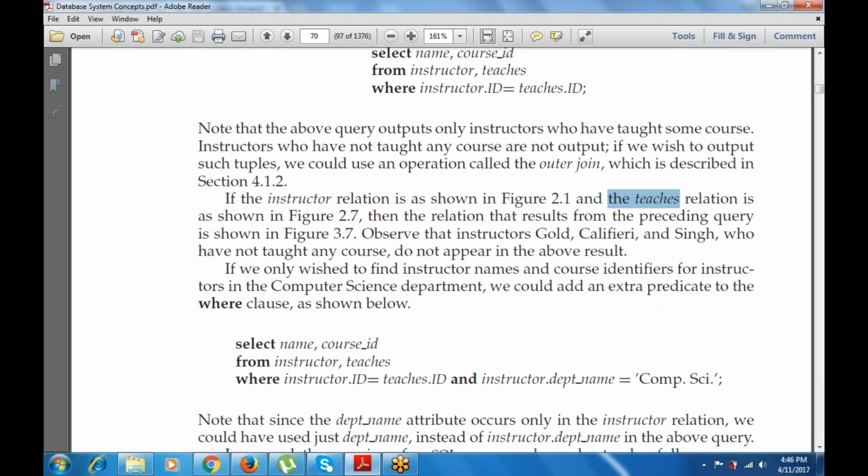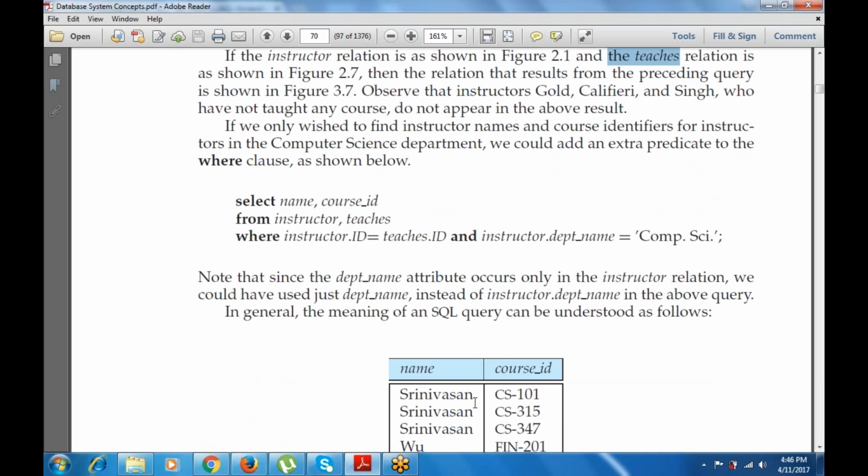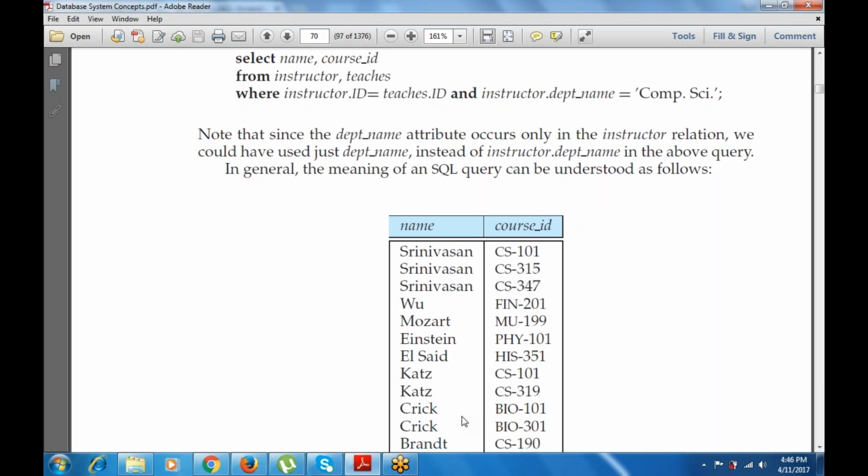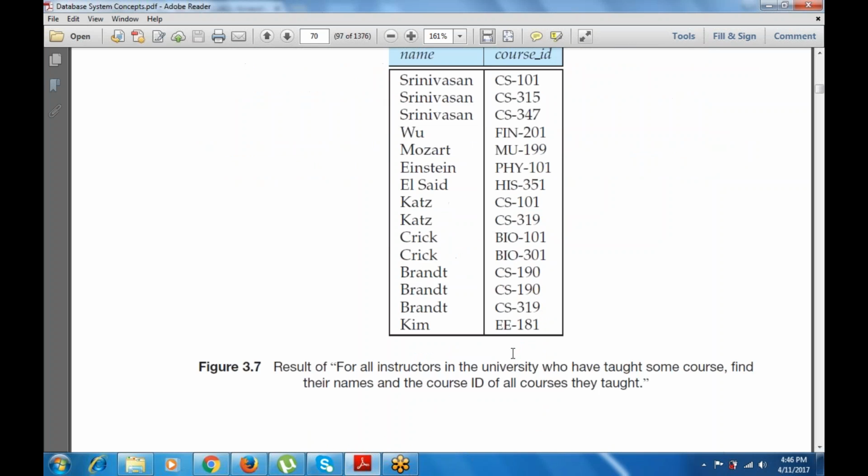Now what is the extra predicate? That is: select name, course ID from instructor, teaches, where instructor.id equals teaches.id and instructor.dept_name equals computer science. And since the department name attribute occurs only once in the relations, we can use department name instead of instructor.dept_name in the above query. Now this is the figure, with the name and the course ID in the two fields.